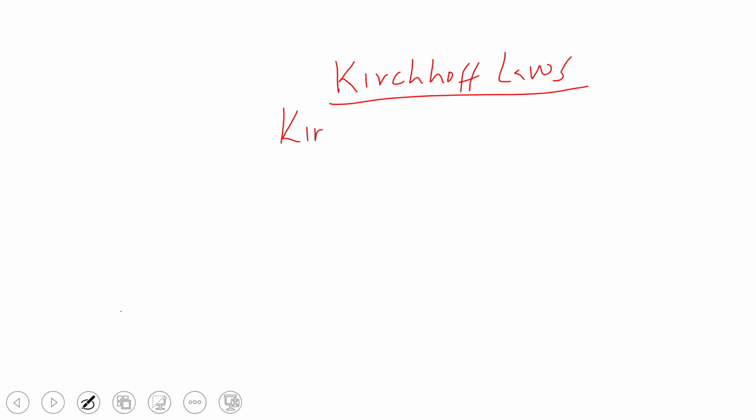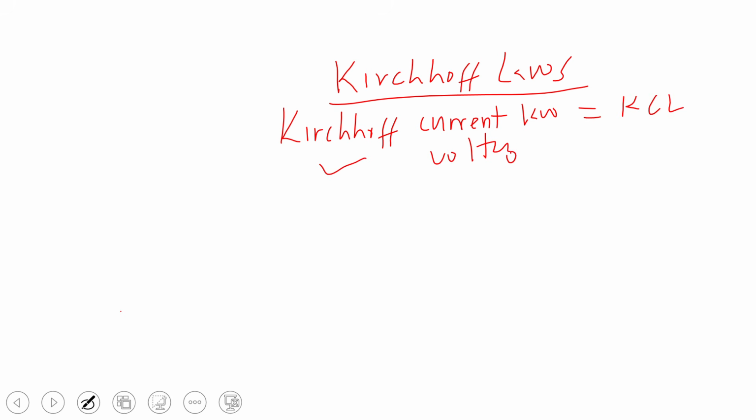We have something we call the Kirchhoff current law, and it's shortened as KCL. Then we have the Kirchhoff voltage law, which is also shortened as KVL. Now, these two laws are mostly used together in circuit analysis. So first, let's understand the Kirchhoff current law.